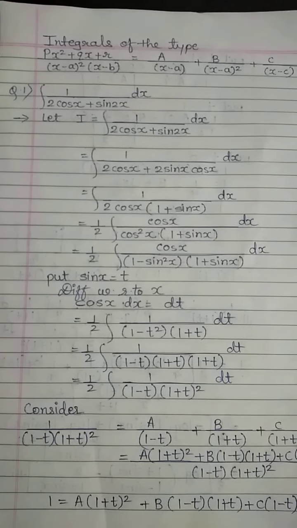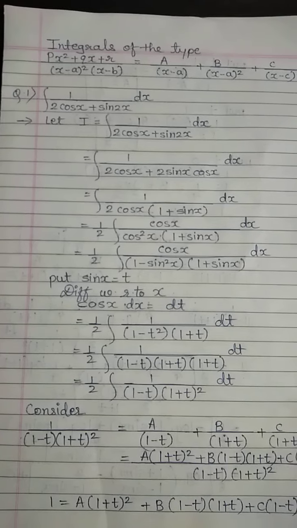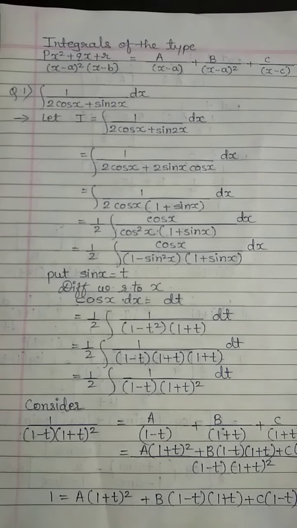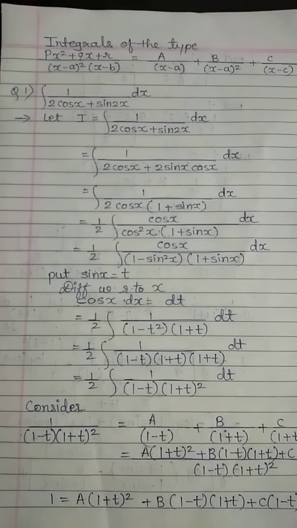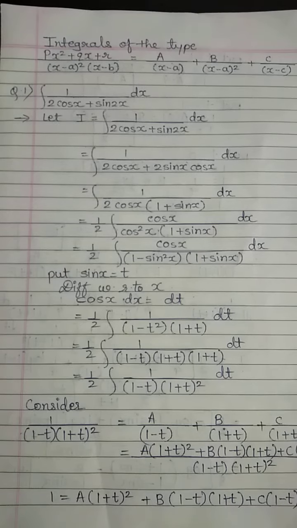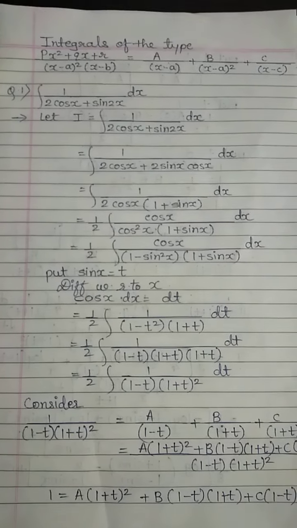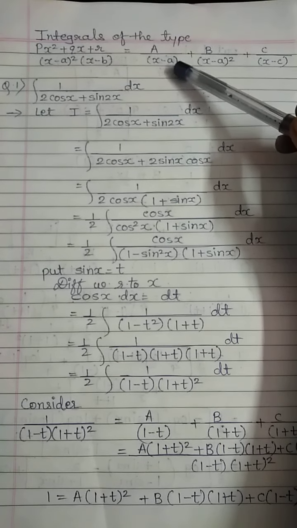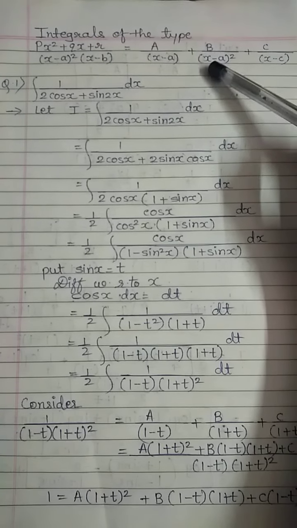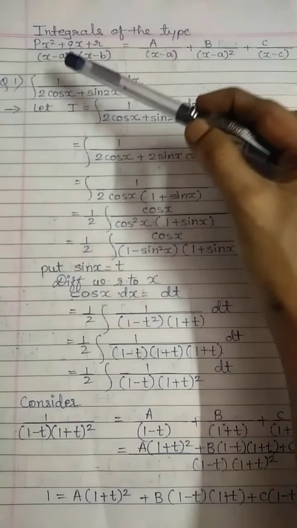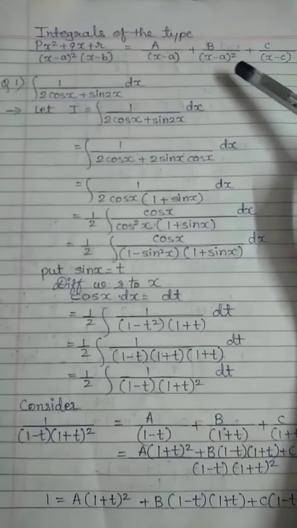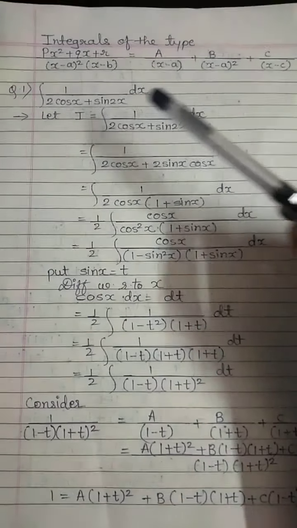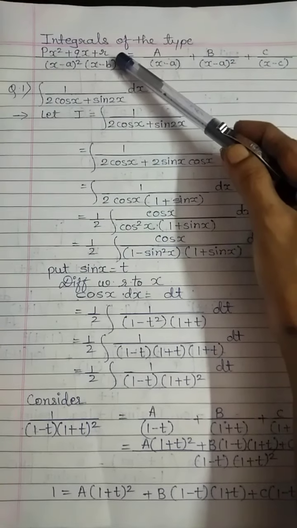Hello students, in today's lecture we are going to learn partial fractions, where we learn the integrals of the type (px² + qx + r) upon (x − a)²(x − b). In this case we will consider A upon the first factor (x − a), plus B upon the square of that factor, because here in the question a square will be given, so (x − a)², plus C upon (x − c). So let's consider a question related to this type.